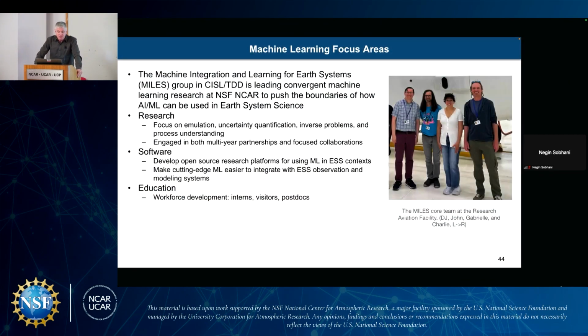Miles is the Machine Integration and Learning for Earth Systems group within CISL. They focus on a variety of AI applications from model emulation to uncertainty quantification, feature detection, and a variety of other things. It's a small team, but they've got both machine learning expertise as well as some pretty deep domain knowledge in the earth sciences. And they also tend to, I think, punch a bit above their weight because of the many, many collaborations that they have throughout NCAR and the university community.